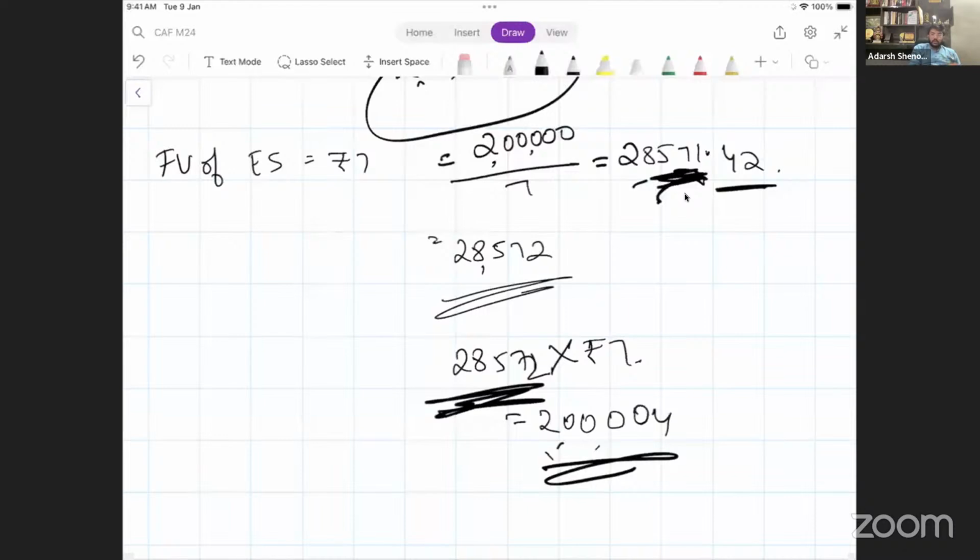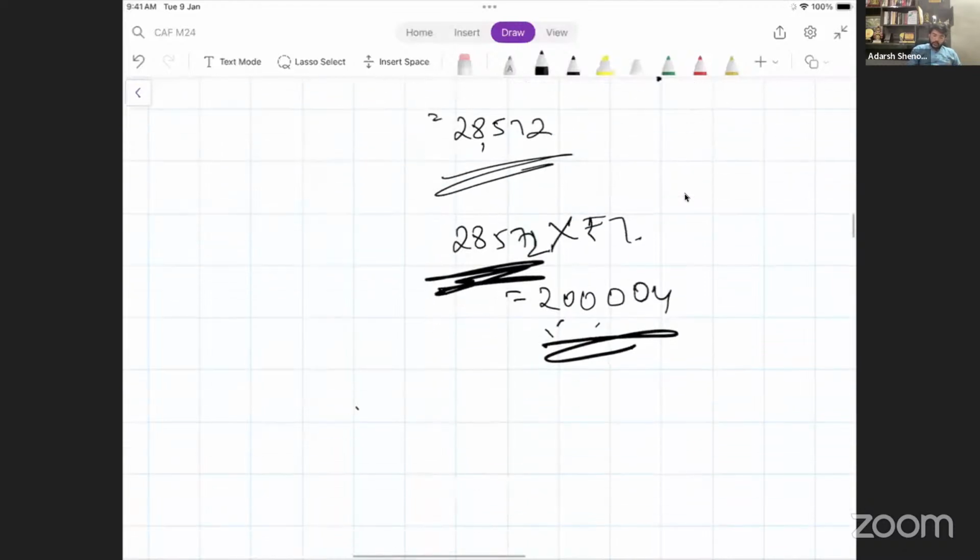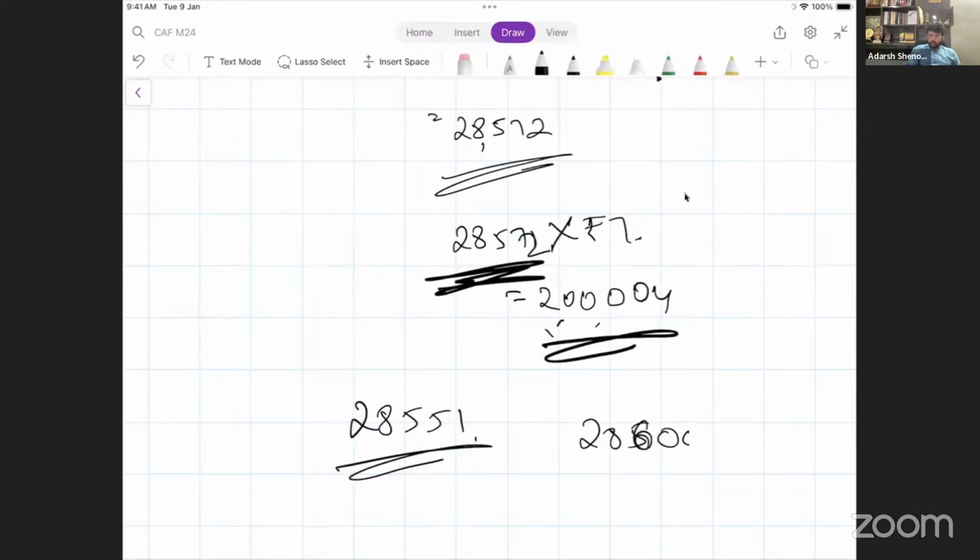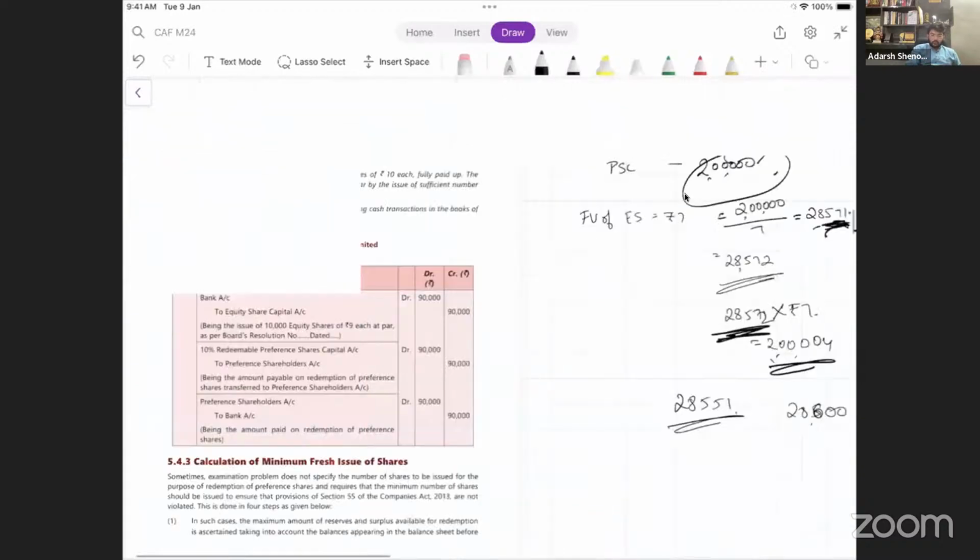Even if it is 28,551, if they say multiples of 50, I will issue 600. So I will consider the next multiple of 50, because if I do 28,550, it will again be slightly less. That is why I always take the next one.